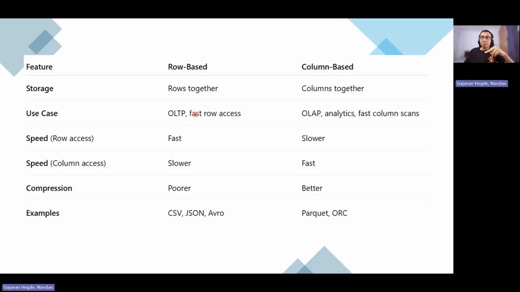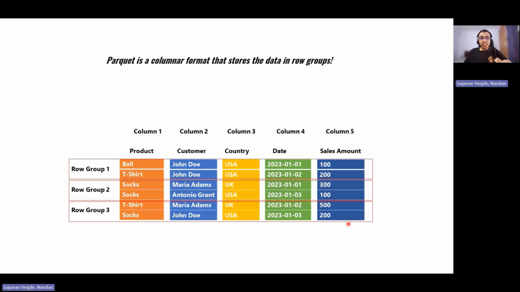Now some examples of row-based file formats are traditional CSV or Excel files. In case of column-based file formats, we have Parquet and ORC. And the crux of the file formats that we would focus on in this session would be the Parquet file format. And we'll understand why we are focusing on the Parquet file format.